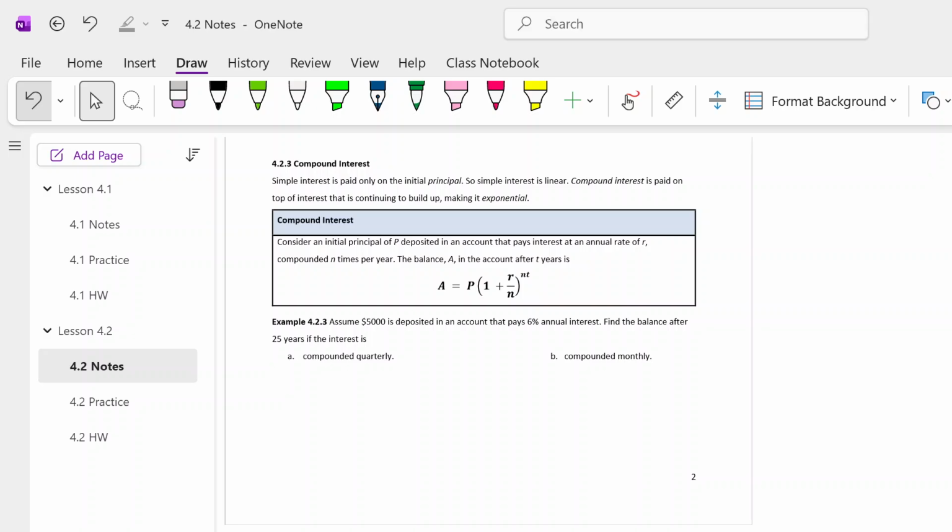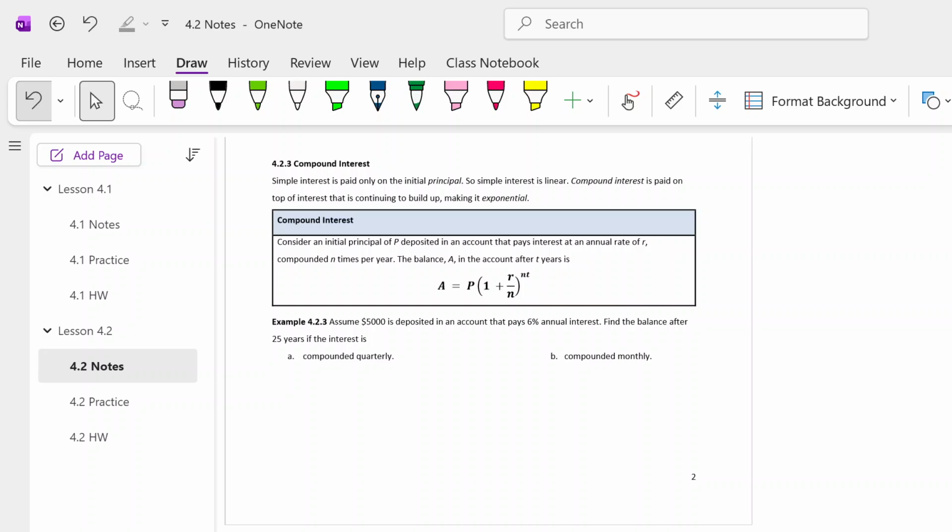4.2.3 is talking about compound interest. The reason this follows in line with this lesson is because compound interest is just an exponential function with a few different letters and other things thrown in there. If you look down to this formula within the box, you have a P, which is your starting value. You have a growth factor in parentheses that includes an R and an N, and then you have an exponent, which includes an N as well as a T. But really, to boil it down, this is an exponential function.